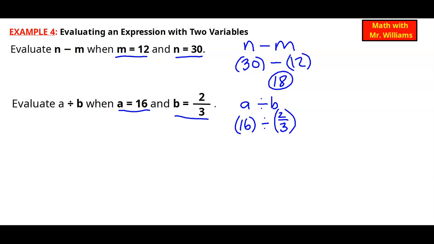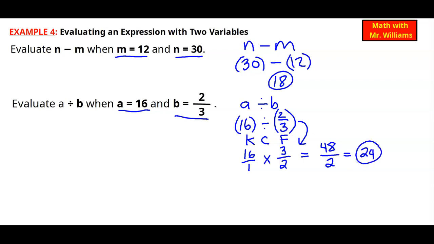I'm going to take that 16, I'm going to change it into a fraction. So we're going to put 16 over 1, because 16 divided by 1 equals 16. We're going to change our division to multiplication. Then we're going to flip that second fraction upside down to 3 over 2. And now we're just going to multiply straight across. So 16 times 3 equals 48, and 1 times 2 will get me 2. Now we're going to simplify that. So 48 divided by 2 gives me the answer of 24.